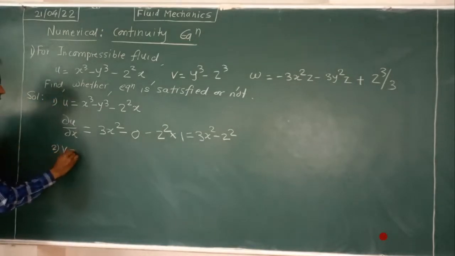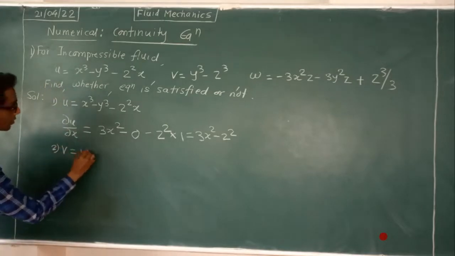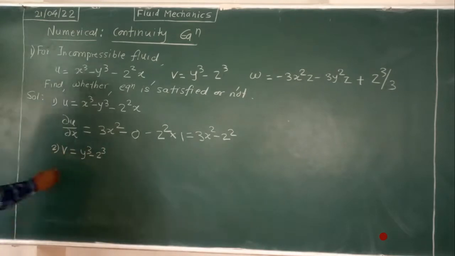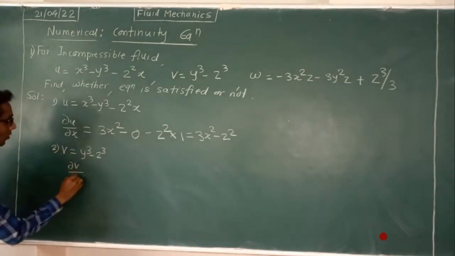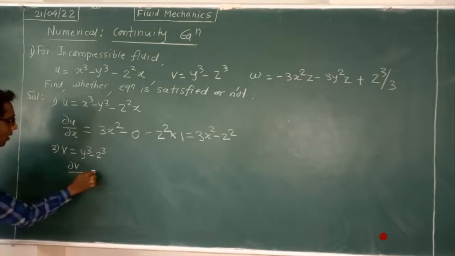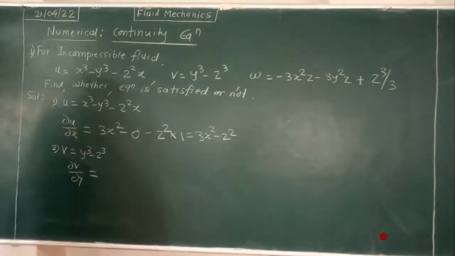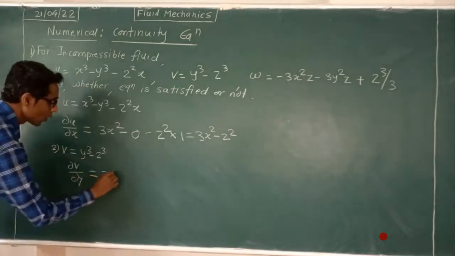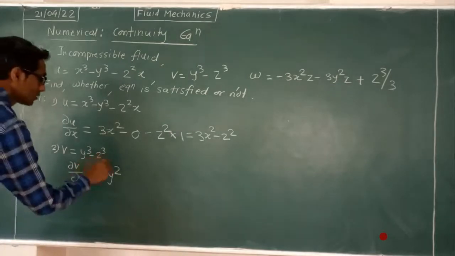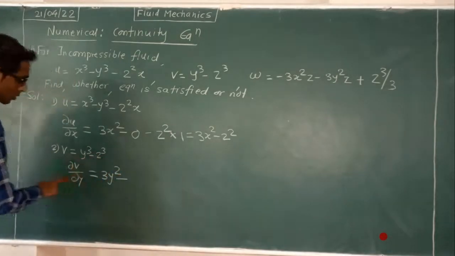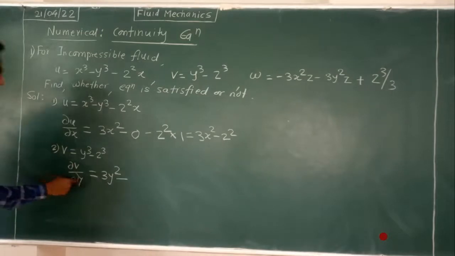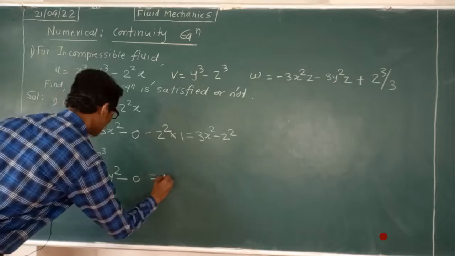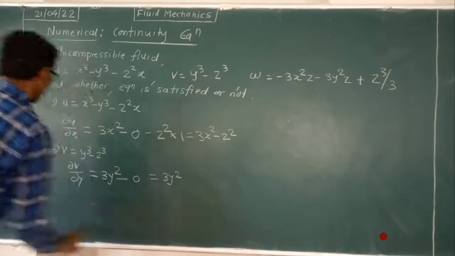Similarly, follow the same method for the other components. The v velocity equation is given. Here we have to find the differential component for the velocity v, that is ∂v/∂y. The differentiation of y cube with respect to y is 3y square. z cube is a constant with respect to y, that is why it will be 0. So ∂v/∂y comes to 3y square.